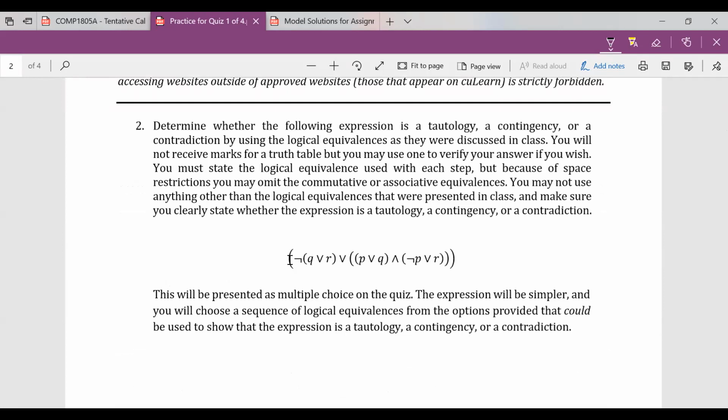For this one, what you want to do is take this expression and use logical equivalences to transform it into either a true value, a false value, or put it in full disjunctive normal form to prove that it's a contingency. The one on the quiz will be much, much simpler. This is more difficult because it's practice. If you could do this, you should be fine on the quiz.